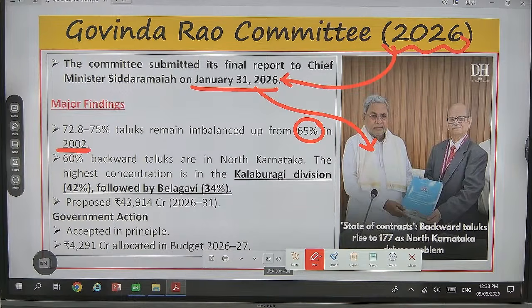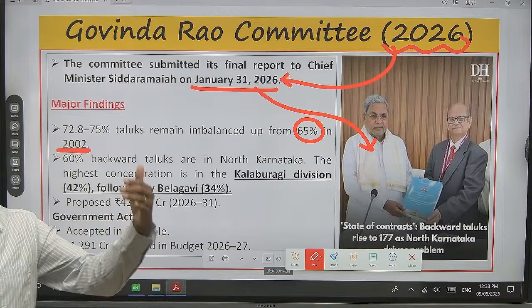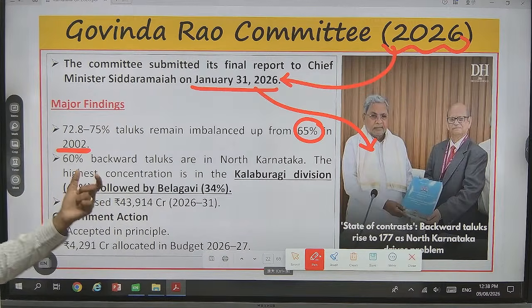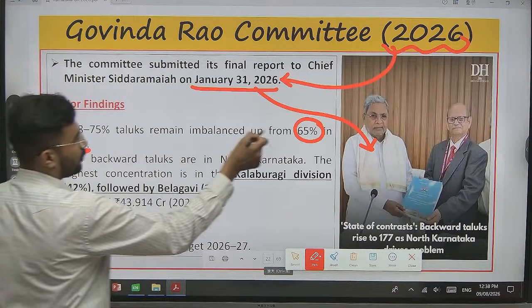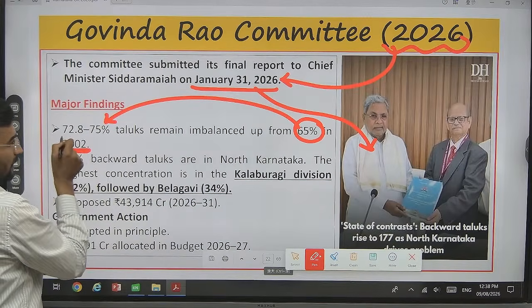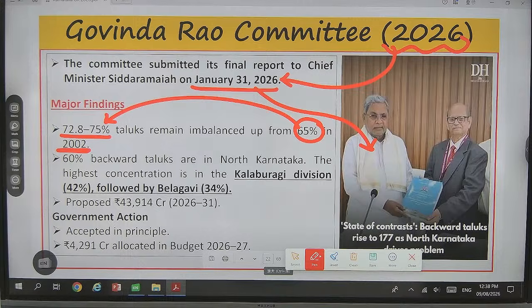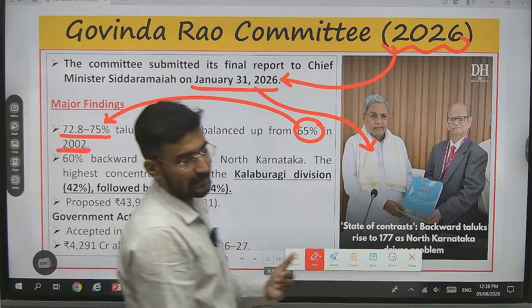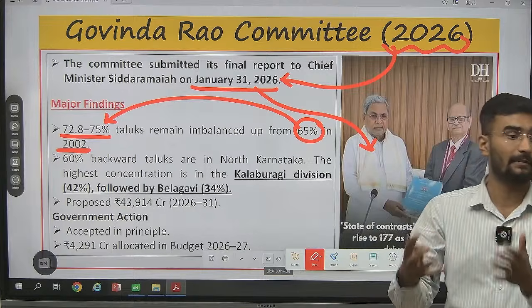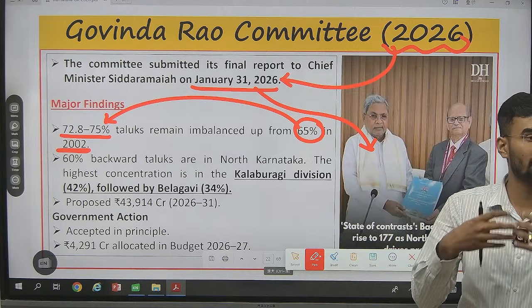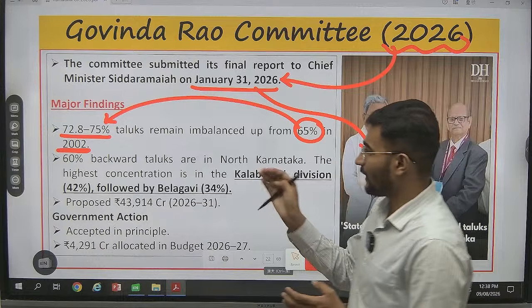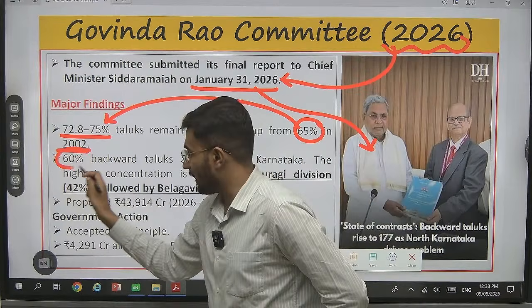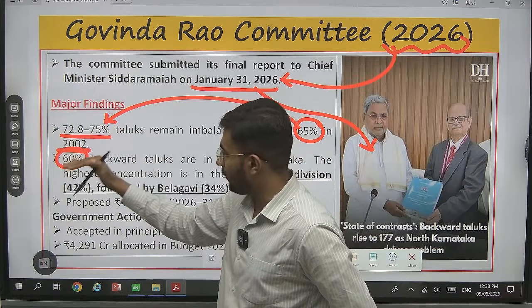In 2002, why 2002? Because according to the Nanjundappa committee, the backwardness was what percentage? 65. Now it has been increased to what? It has been increased to 72.8 to 75% backwardness. Why, sir? Because of extreme climatic conditions, drought, infrastructure not being concentrated, we are developing only a few regions despite recommendations. Second one: this 72 to 75% is predominantly found where?